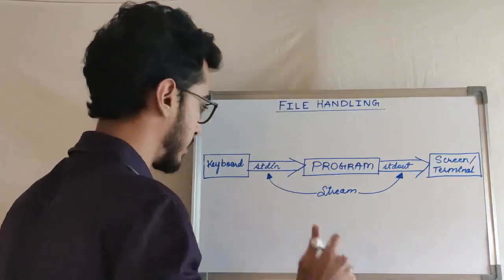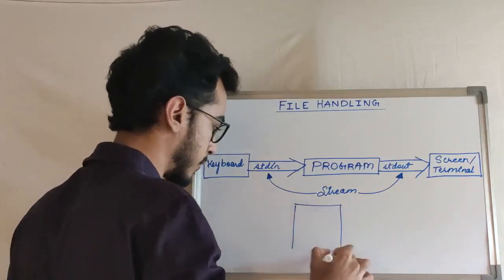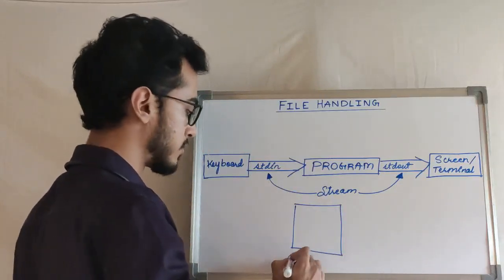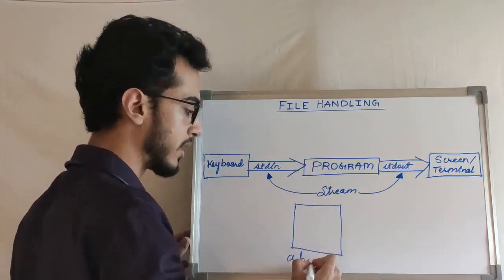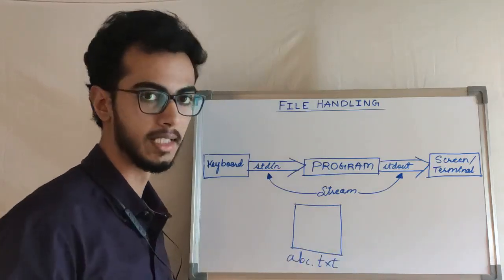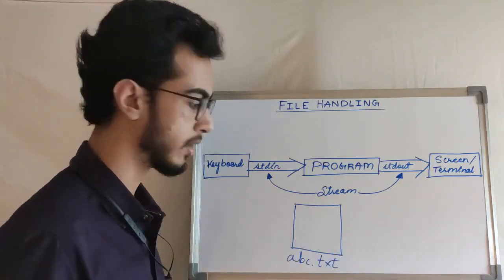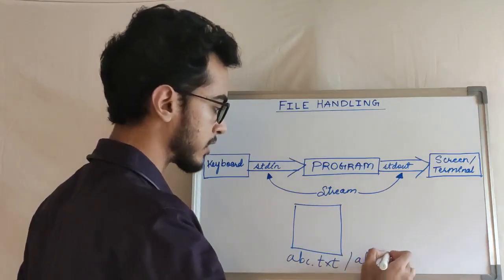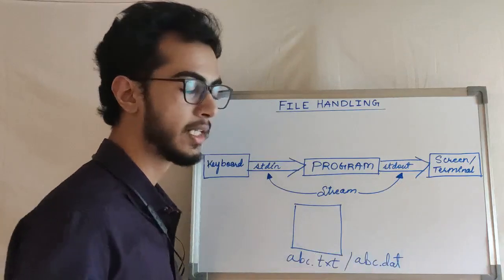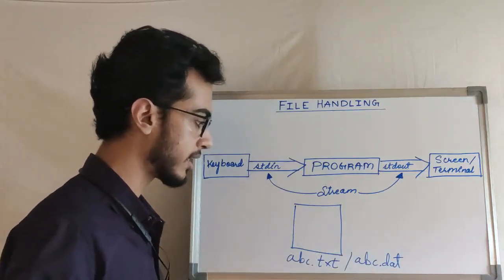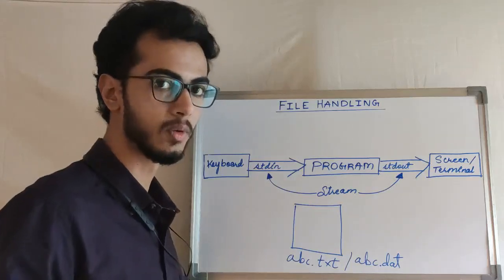Let me just draw it in a bigger fashion. Consider that this is a file. I may save this with a name, let's say ABC, or any name you can give, with an extension .txt, indicating that it is a text file. Or I may create a file with an extension .dat, indicating that it's a data file. So this is the file which we will deal with here.